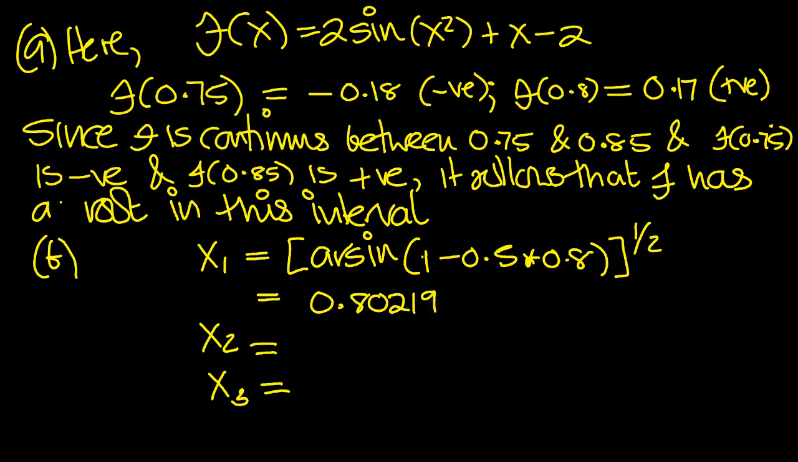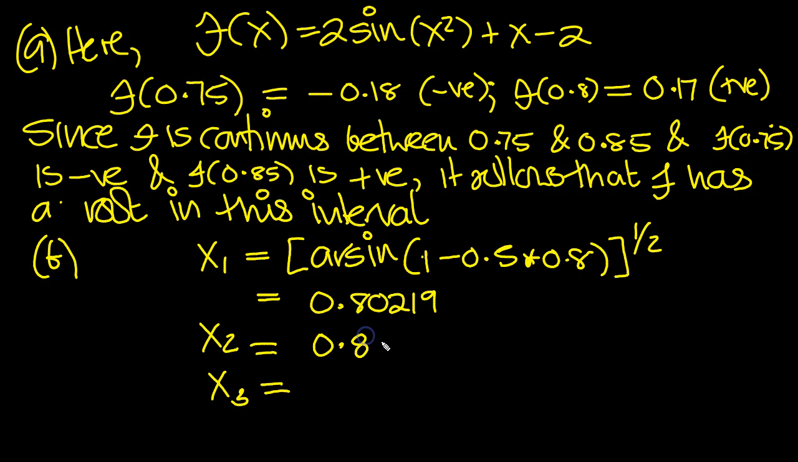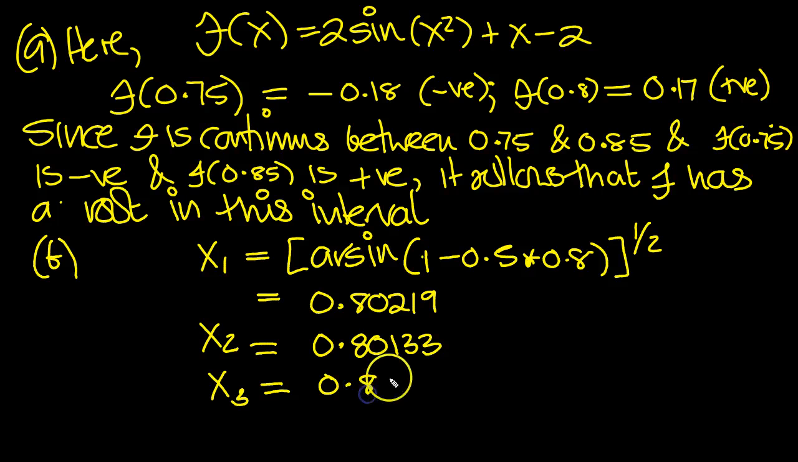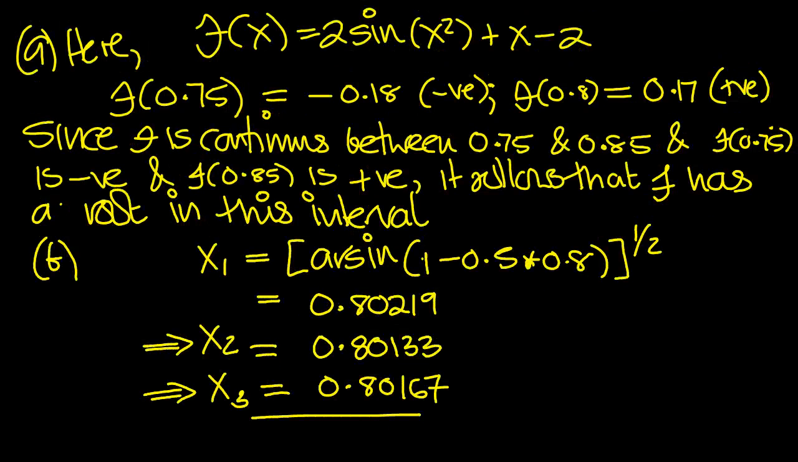So that's x1. Now it's nice and easy with x2, because all we do is press equals, because this new answer will go into the formula above. And then we get 0.80133. Press equals again, and we get 0.80167, which is x3. Okay, that's good. So we've got our x1, x2 and x3 then. Now we can move on to part C of the problem.